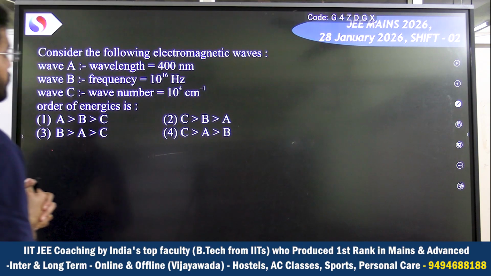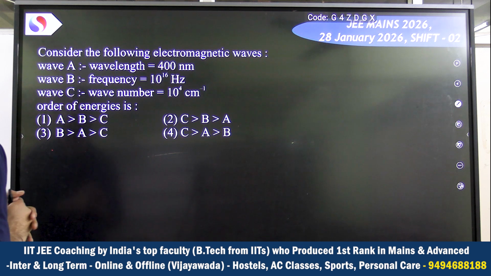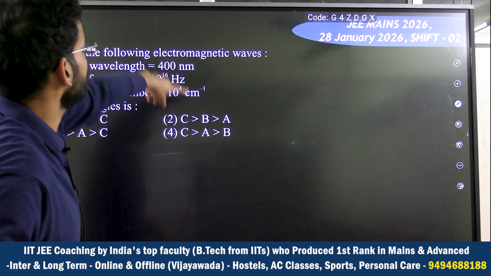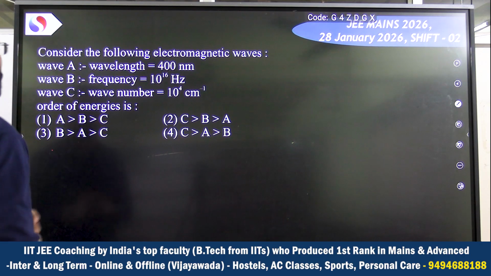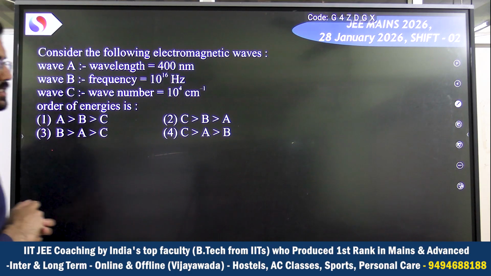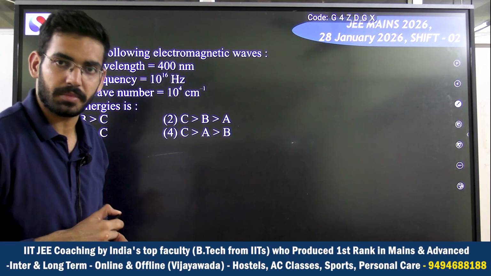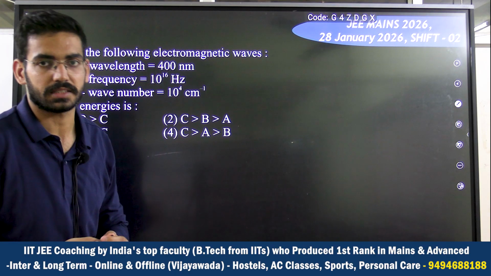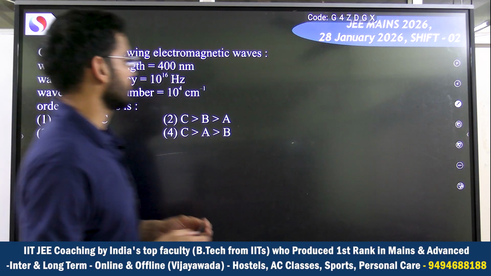Consider the following electromagnetic wave. Wavelength is given for wave A, frequency is given for wave B, and wave number is given for wave C. This is in centimeter inverse, and this is in nanometer. For the order of energies, instead of going for energy hc by lambda, let me compare just the lambda only, because we have to give the comparison only, not the exact value. So we can go for the lambda.